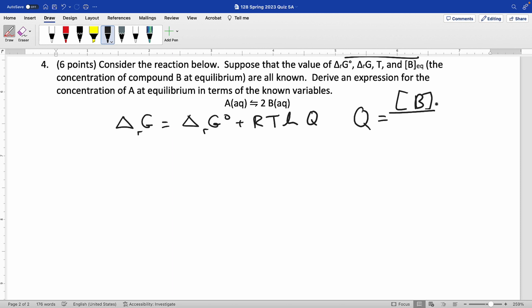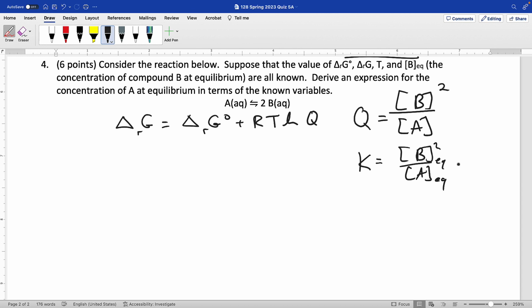So Q is equal to B over A, and we have to square the B because it has a 2 there. We could also just as well write K is equal to B squared over A at equilibrium. So there are two different ways of solving this, and they're both equally valid. One is a little bit shorter than the other.